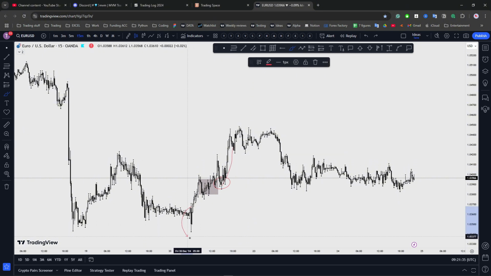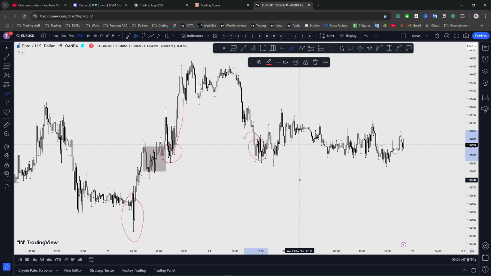Pretty much the same with the Frankfurt or the London Open session. If we come back here, this is our lunchtime. Let's say I wanted to take a long trade, I would probably get stopped out prior to the New York session, and then we'd get this beautiful trade to the upside.